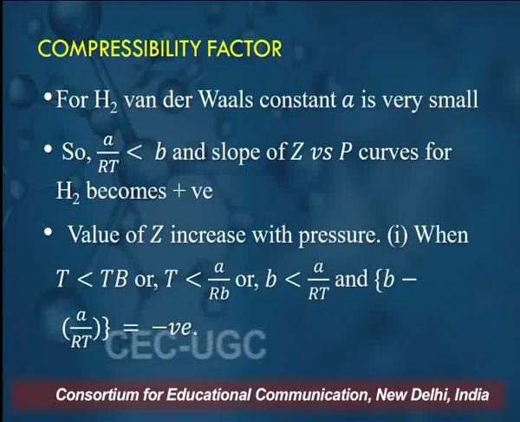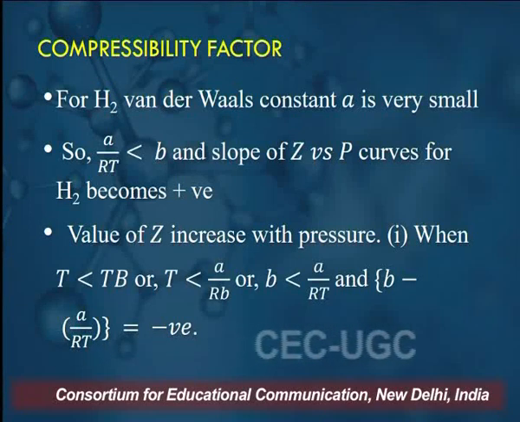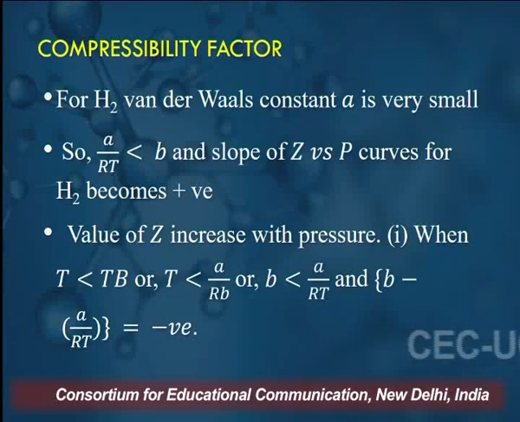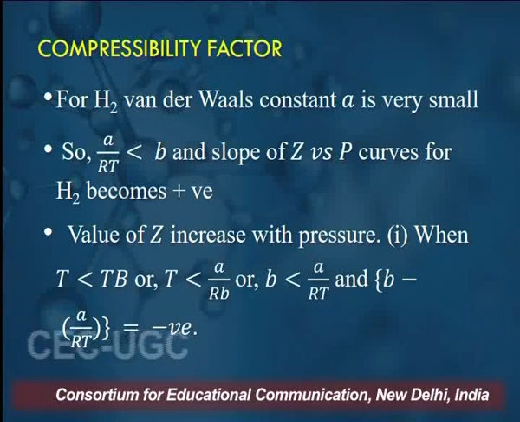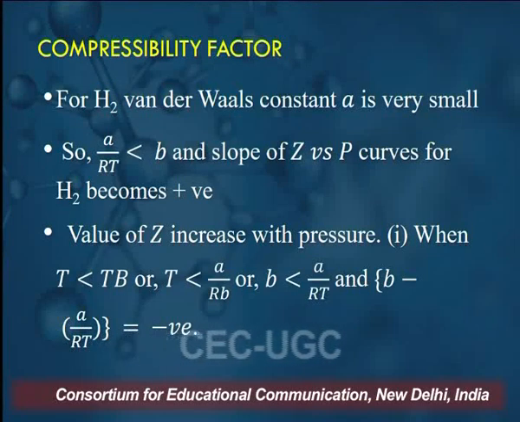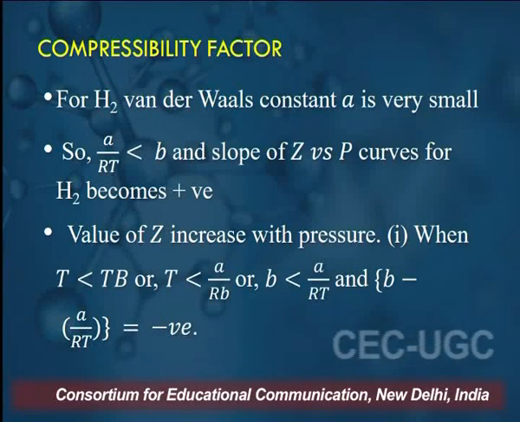When the temperature is less than the Boyle's temperature, that is, T is less than a by Rb, or simplifying, b is less than a by RT, we get b minus a by RT as a negative quantity.